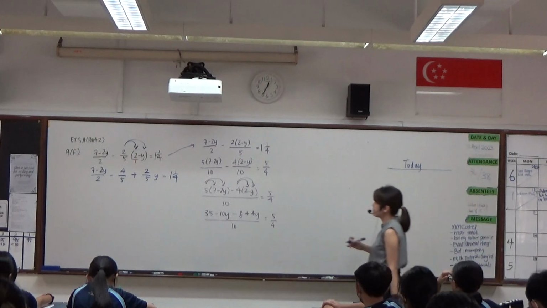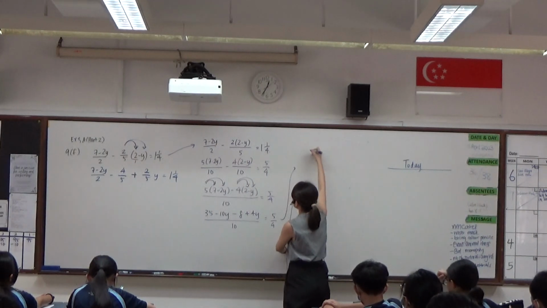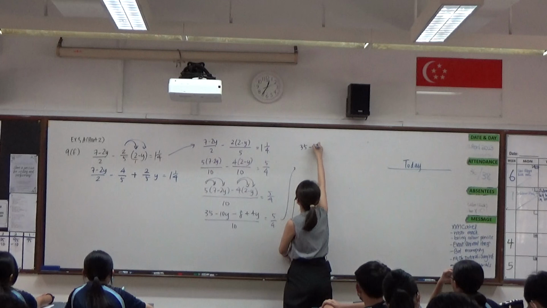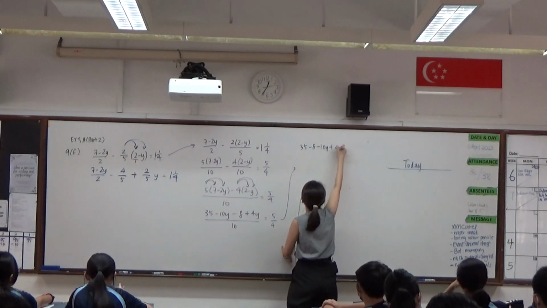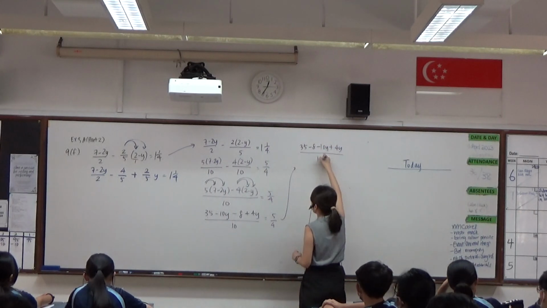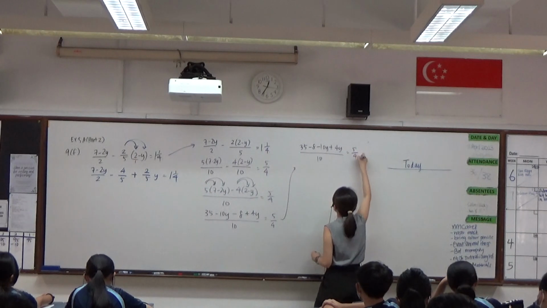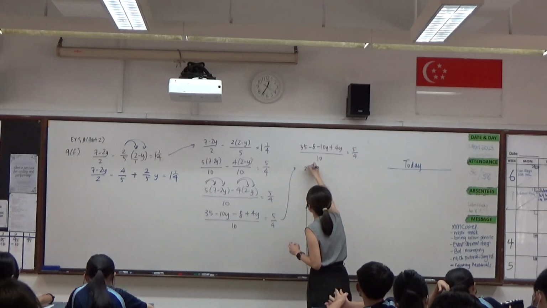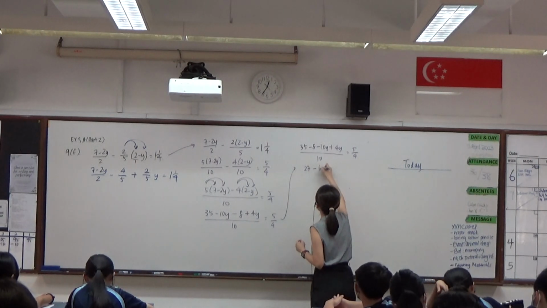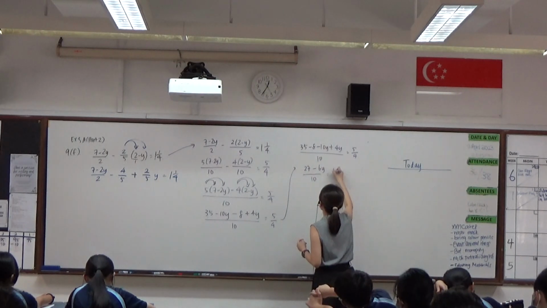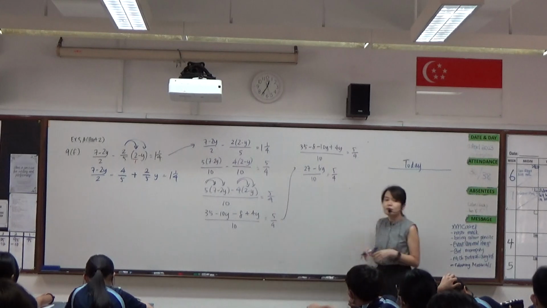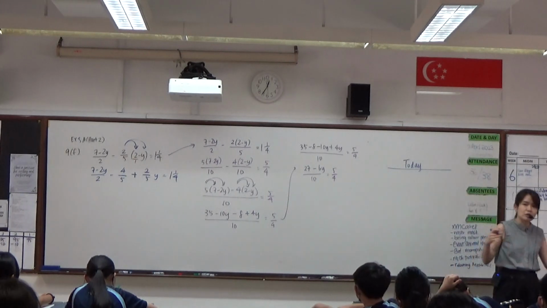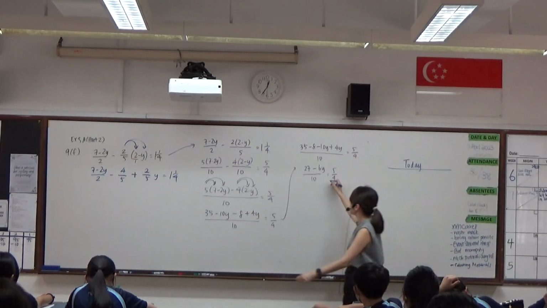Then we can simplify it. And we get 35 minus 8 minus 10y plus 4y over 10. And we have 27 minus 6y over 10. Now that everything is neat already, cross multiply, right?